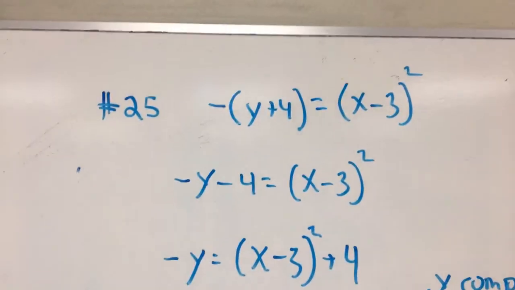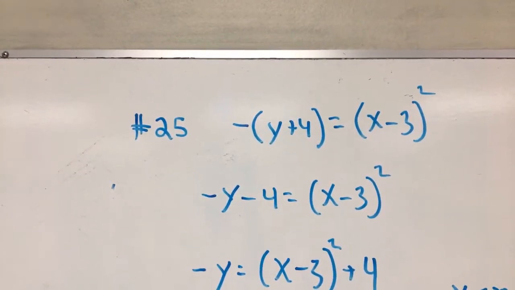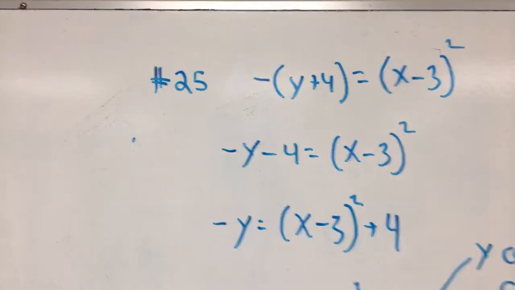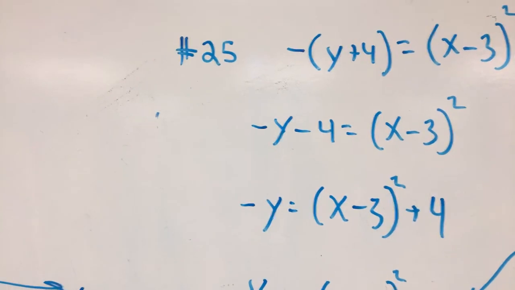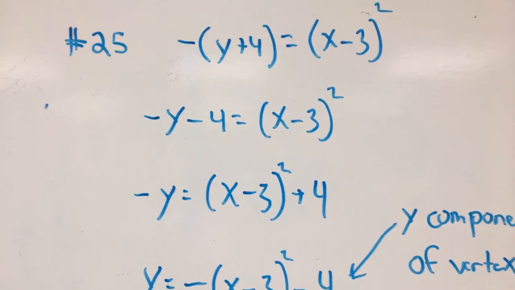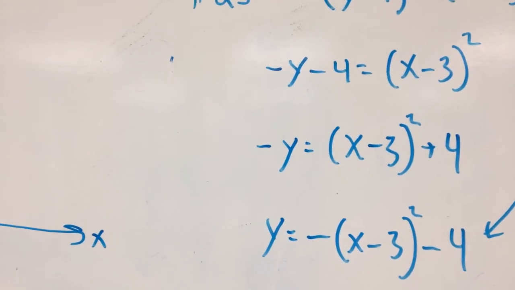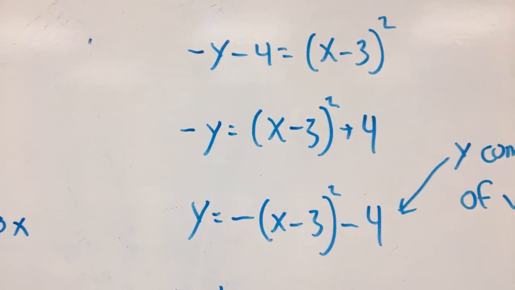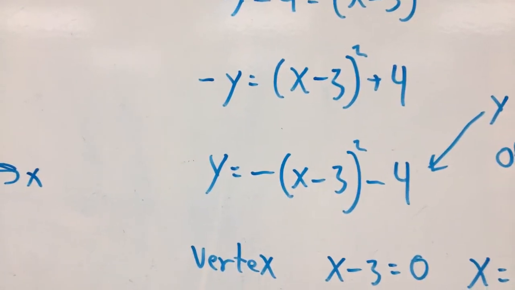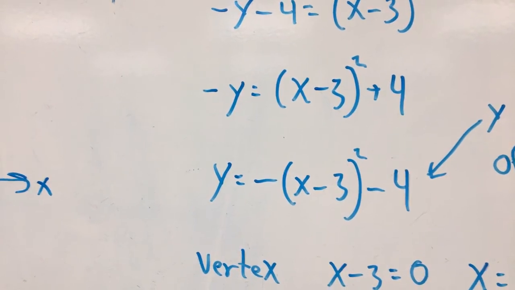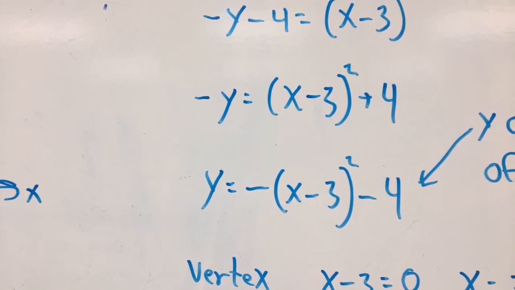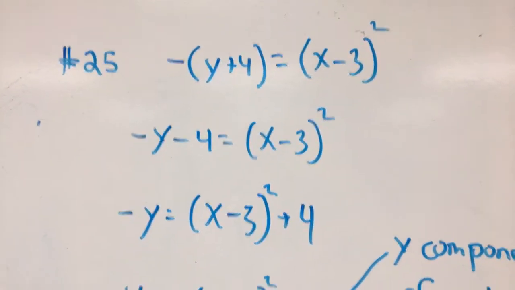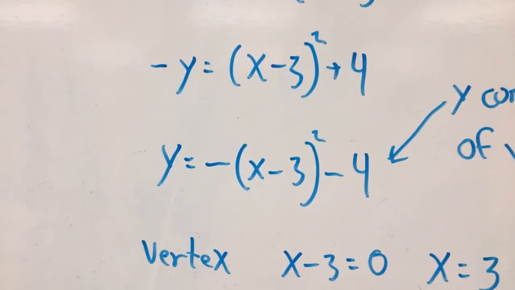All right, number 25. Number 25 starts off a little weird. It says the minus the quantity y plus 4 is equal to x minus 3 quantity squared. All right, so this is what I'm going to do. I'm going to distribute the negative sign on the left side and get negative y minus 4 is equal to x minus 3 squared. And then I'm going to add 4 to both sides. That's the next step. I added 4. And then I'm going to multiply everything by negative 1. And notice how I did that. So y is now equal to negative quantity x minus 3 squared minus 4.